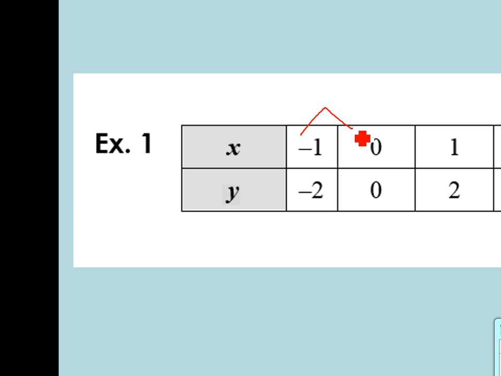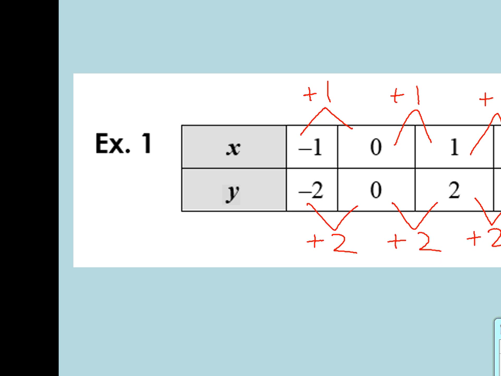Sorry. So from -1 to 0, we would add 1. From 0 to 1, we would add 1. And then to get from 1 to 2, we would add 1. Now that's the x values. Let's go down to the y values. We're going to start from this side because that's what we did before. To get from -2 to 0, we have to add 2. To get from 0 to 2, we have to add 2. And from 2 to 4, we have to add 2.